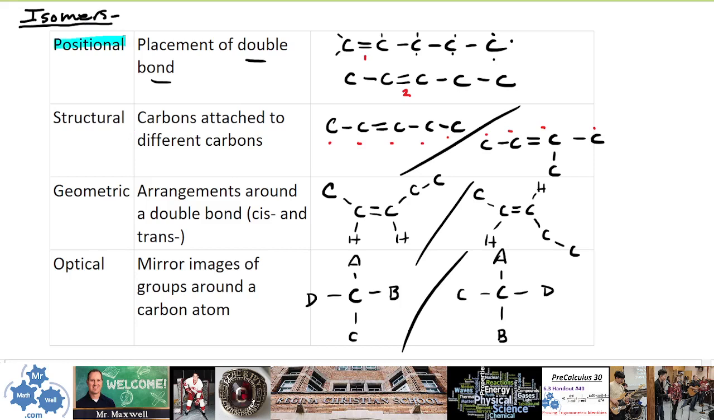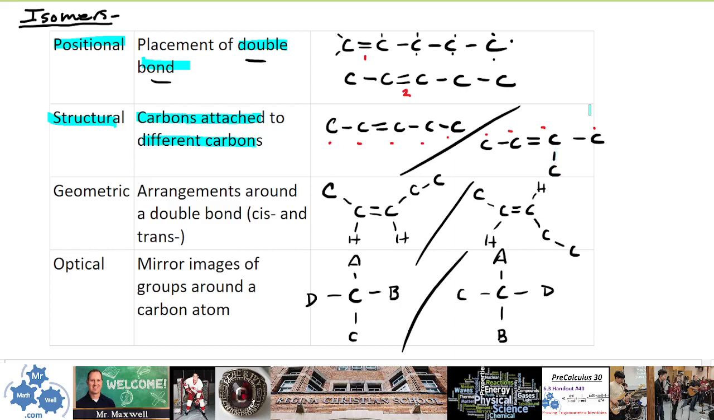Okay, so we've got positional, that's the double bond. We've got structural, and this is where carbons are attached to different carbons. Structural. And you think about a structure, a building, how it's put together, right? How it's sort of built and attached.